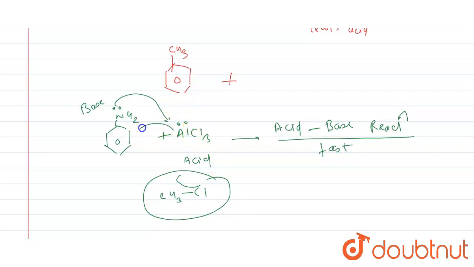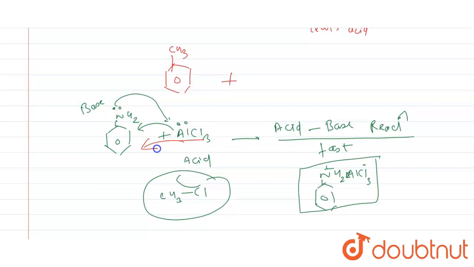AlCl3 itself reacts with aniline and forms a salt, that is, NH2 positive and AlCl3 negative. So this will be generated and no Friedel-Crafts reaction takes place. What is Friedel-Crafts? Substituting a methyl group on a benzene ring is known as the Friedel-Crafts reaction. Here, our reagent itself reacts with the amine instead of the benzene ring, so it will not show the Friedel-Crafts reaction.